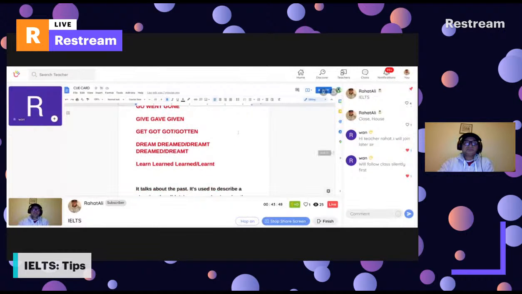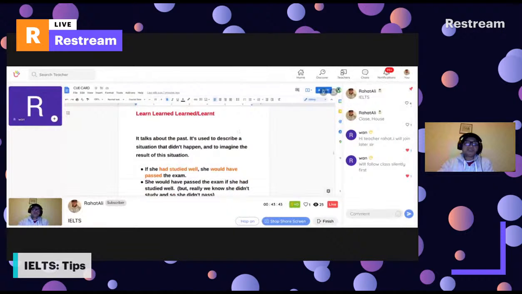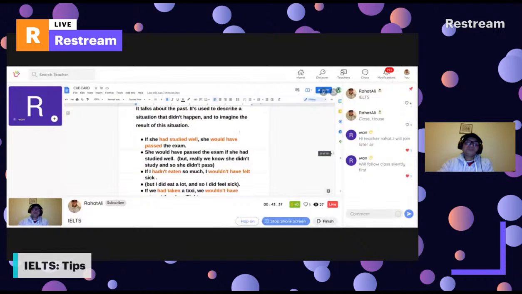Then dreamt. Also, the third conditional talks about the past. It is used to describe a situation that didn't happen, to imagine the result of the situation. One example I've just given earlier is: if she had studied well, she would have passed the exam. In another way, it can be expressed: she would have passed the exam if she had studied well. And we know that really she didn't study, so she didn't pass.